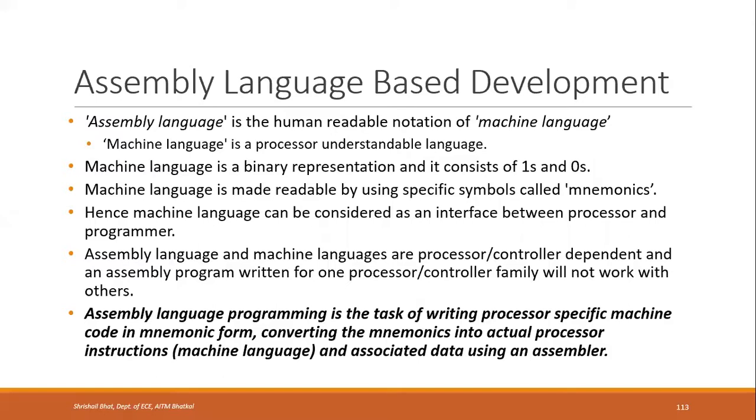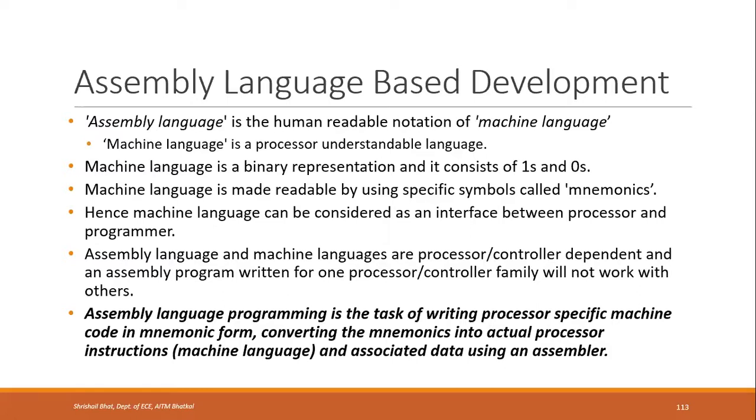You know what is a machine language? Machine language is something which can be understood by the computer or the processor. Okay, it is in binary. It consists of ones and zeros. Okay, it is made readable by using specific symbols called mnemonics. You might have used assembly language in your 8051, right? For a group of bits, you assign a particular mnemonic. Hence, machine language can be considered as an interface between processor and programmer.